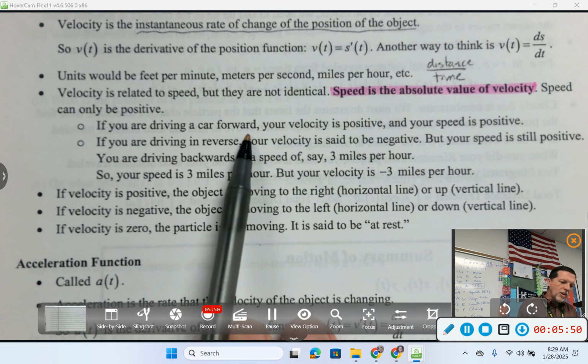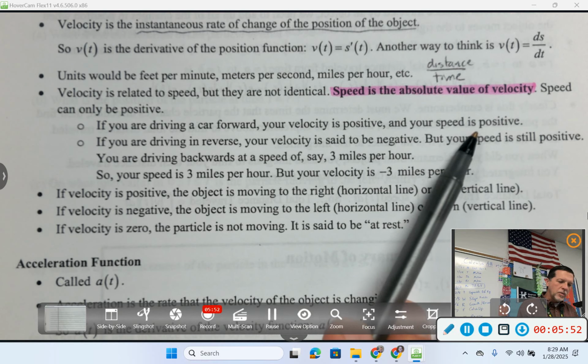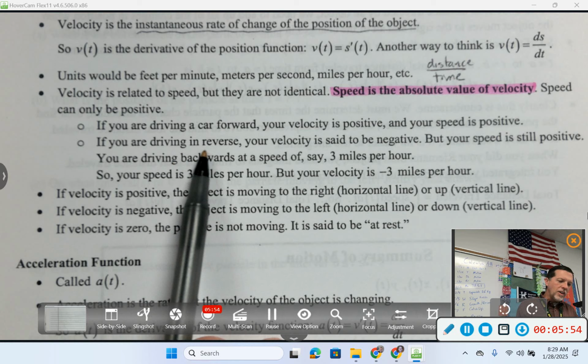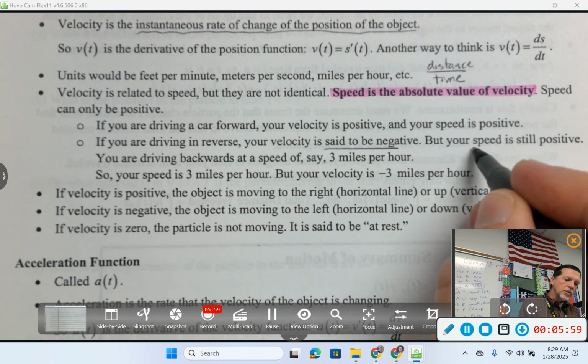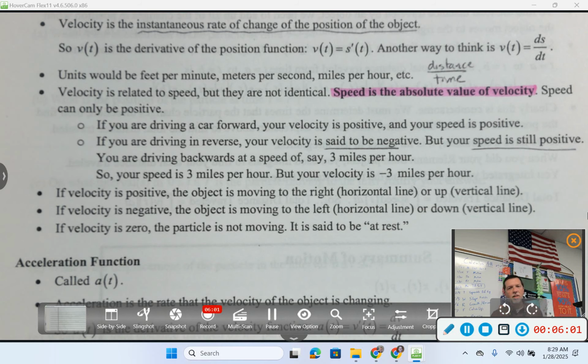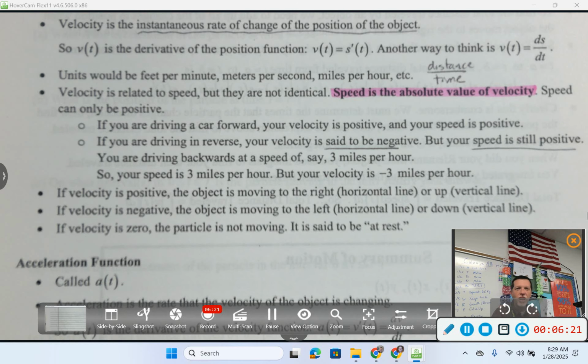If you're driving a car forward, your velocity is positive and your speed is positive. If you're driving in reverse, your velocity is negative, but your speed is still positive. So if you're driving backwards at 3 miles per hour, you would say your speed is 3 miles per hour. That's how fast you're going. But velocity has a direction associated with it, so negative 3 miles per hour.